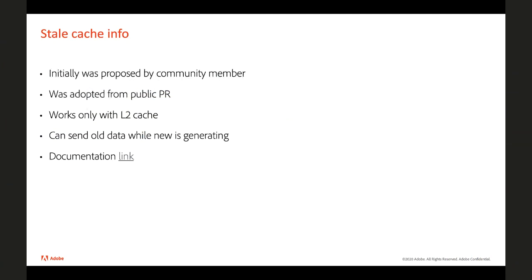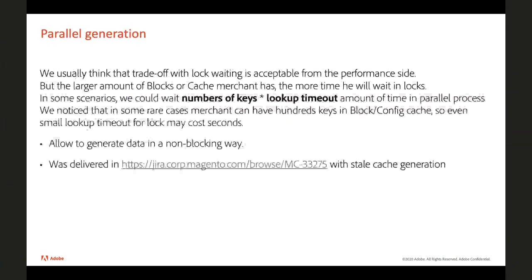And the last feature about this is parallel generation. It means that locks are never required, and meanwhile one process is generating, the other one is allowed to generate the cache and serve cache too. So yeah, we have documentation about it, and it will help you if you have a large amount of block cache, or a large amount of config data.